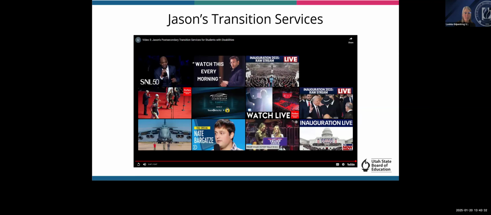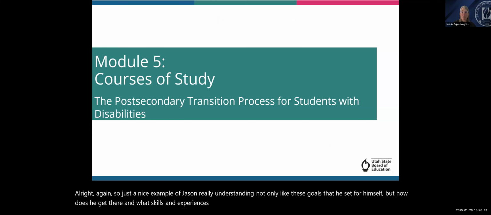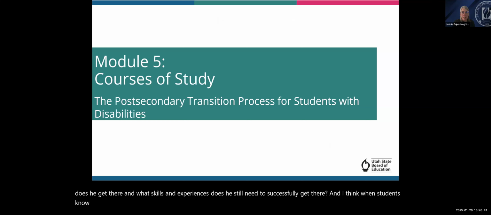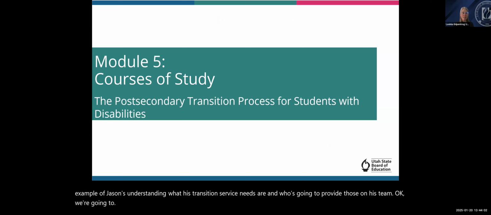All right, again, just an example of Jason really understanding not only the goals that he set for himself, but how he gets there, and what skills and experiences he still needs to successfully get there. And I think when students know that, then they know themselves better, and they know their strengths and their needs. So that's an example of Jason understanding what his transition service needs are and who's going to provide those on his team. Okay, we're going to shift gears again.